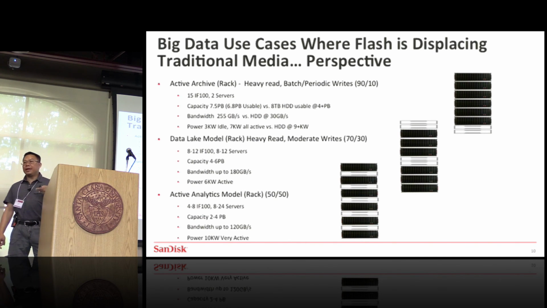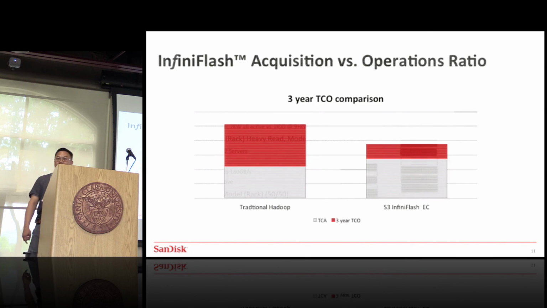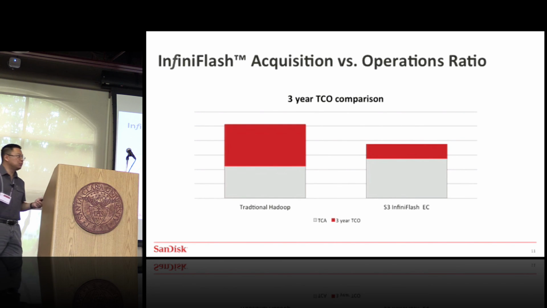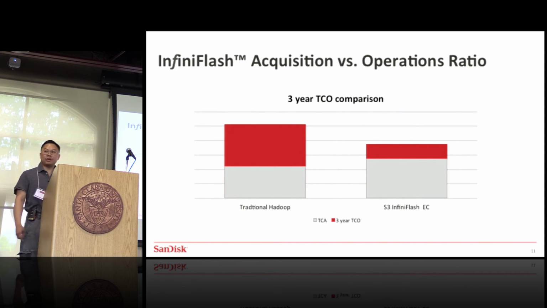But when you start comparing that with a hard drive-based system, the question you're going to ask is cost. Well, yes, flash will be more expensive than hard drives. That's going to be true for the next 3 to 5 years. But as you look at this, the acquisition cost of our InfiniFlash with erasure coding versus a traditional 3-copy Hadoop, we're within 30-40% of the price.